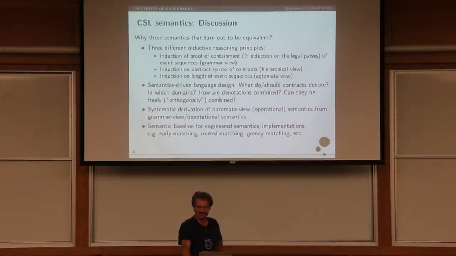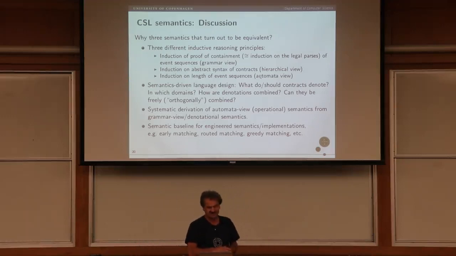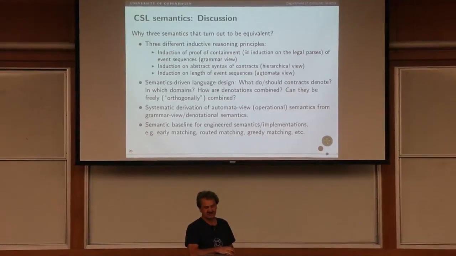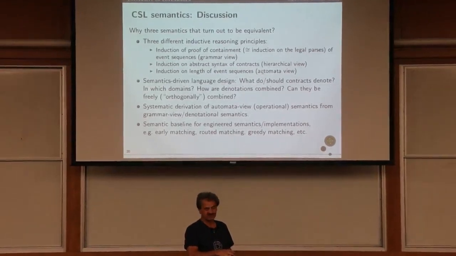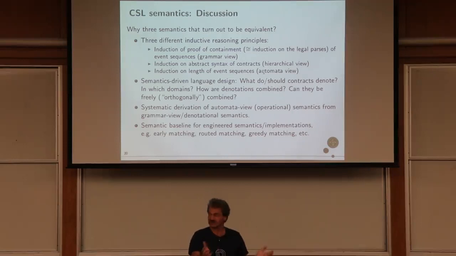So why have three different semantics that turn out to be equivalent? Here's what I would argue. Some of these are soft arguments, but I think important ones. We get three different inductive reasoning principles. First, we get induction on proof of containment. You can think of it as induction on the legal parse trees of a sequence of events. And the parse trees here mean the containment proof that it satisfies a contract.